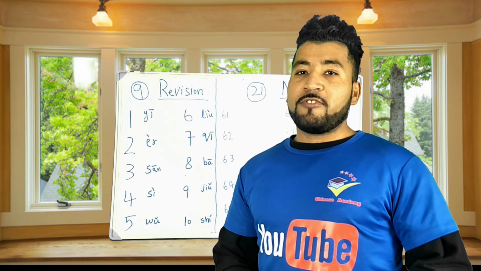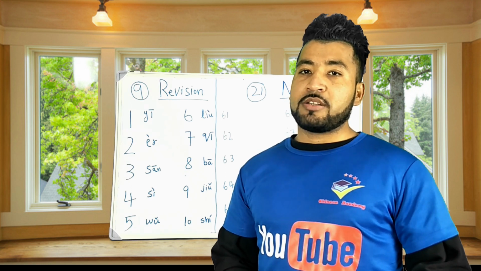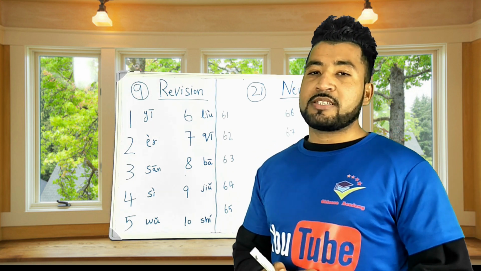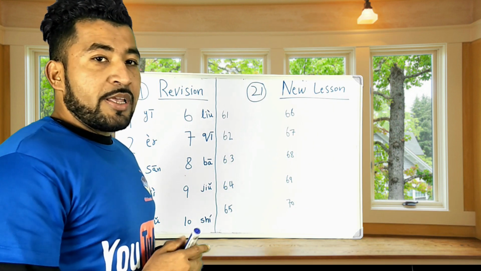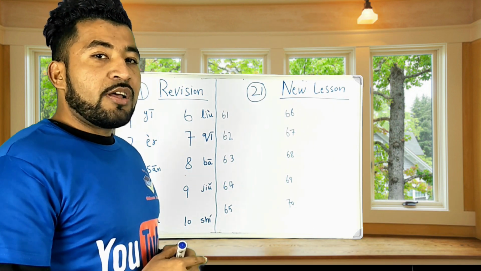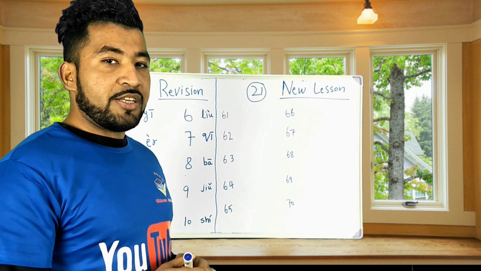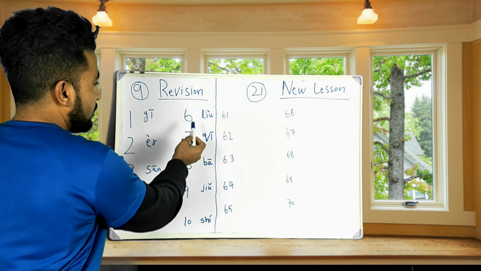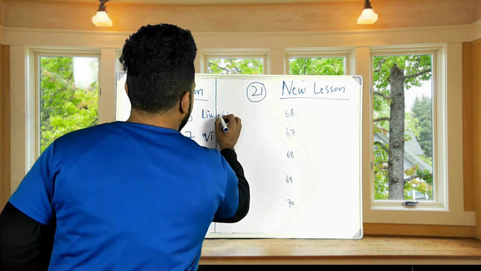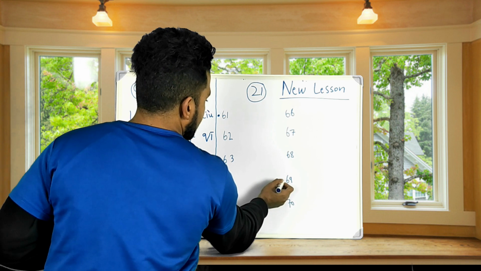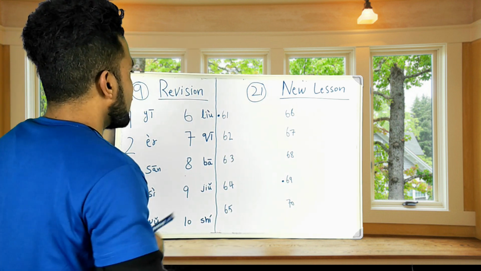In the 9th video we have learned about the numbers from 0 to 10. In this new lesson we will learn from 61 to 70. Do you remember in the 19th video we have learned how we say 60 in Chinese? It's 60, this one, okay? This 60 number we will use from here up till here. Okay, so now start the new lesson.